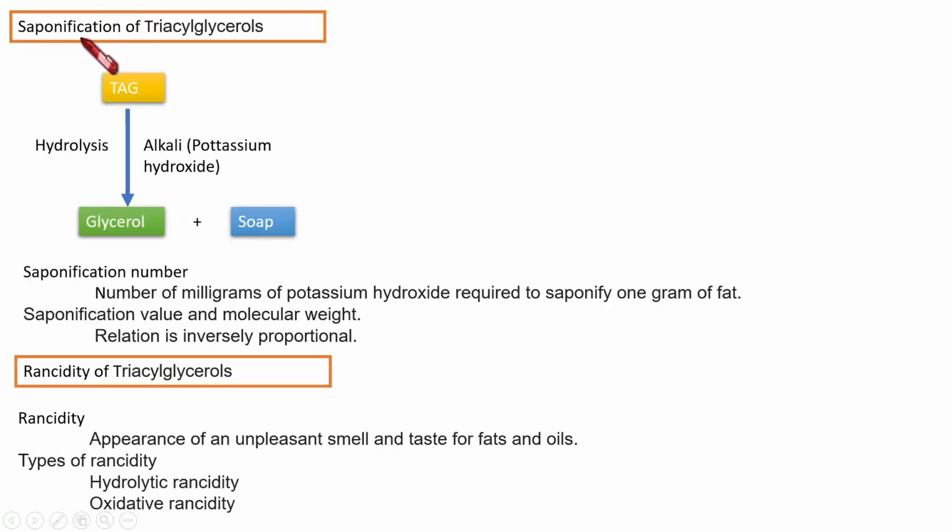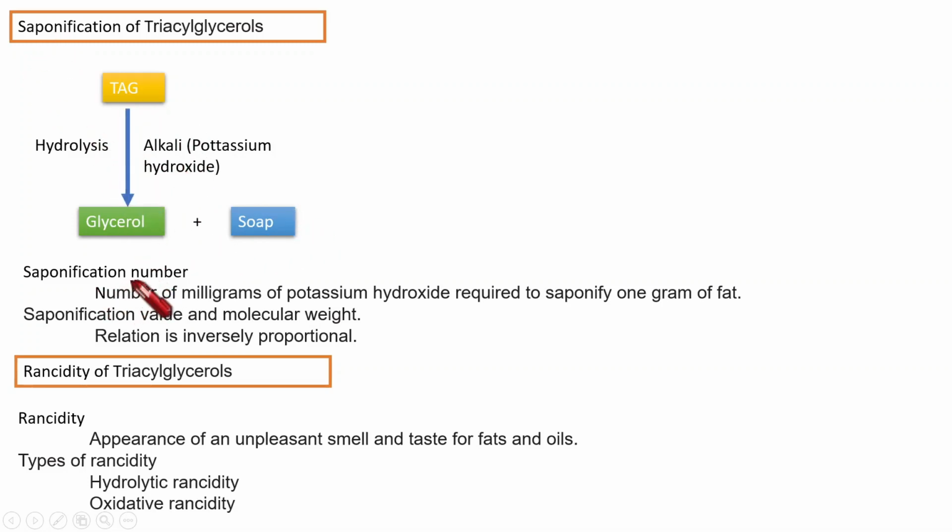Next reaction is saponification. Saponification, soap formation. So what is that reaction? When triacylglycerol undergoes hydrolysis in the presence of some alkali, for example, potassium hydroxide, what will result? It undergoes saponification and results in glycerol and soap. So triacylglycerol under the influence of some alkali undergoes hydrolysis and results in glycerol and soap. That reaction is saponification.